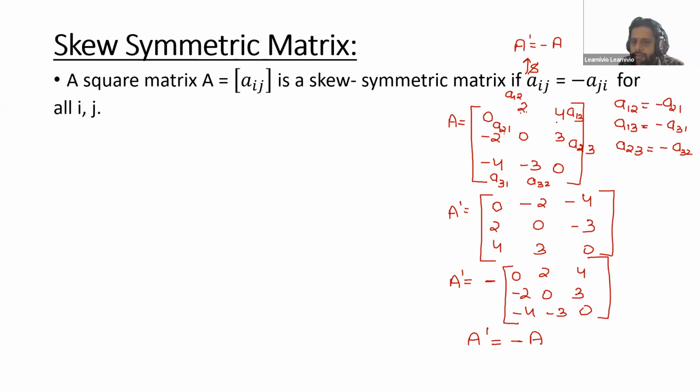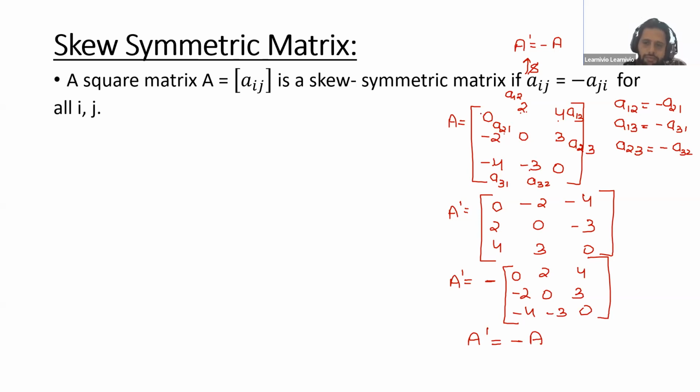This is the negative of this. 4 minus 4, 3 minus 3. So whenever you need to create a skew symmetric matrix, the first condition you need to remember is that all the diagonal elements should be 0 and these two should have opposite sign. Then you will always get a skew symmetric matrix.